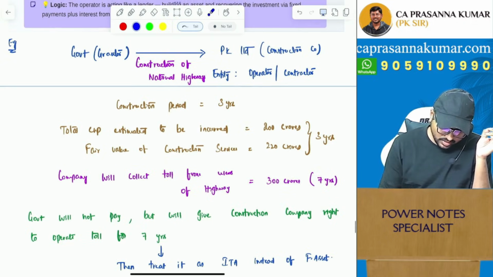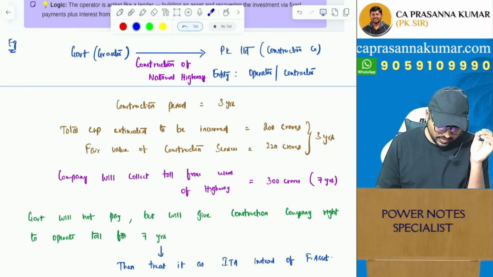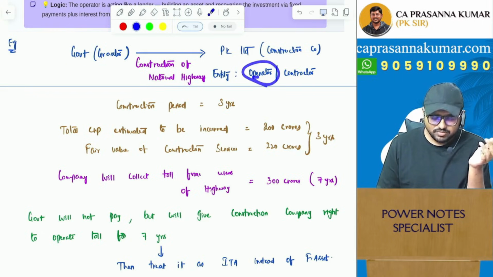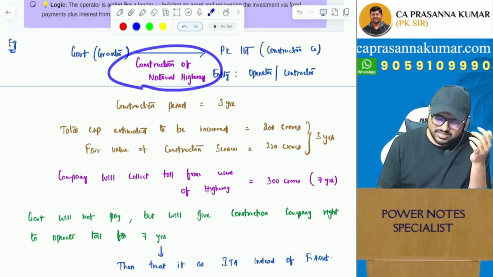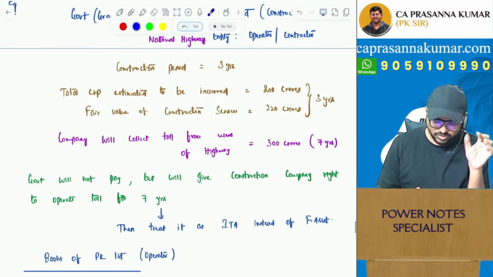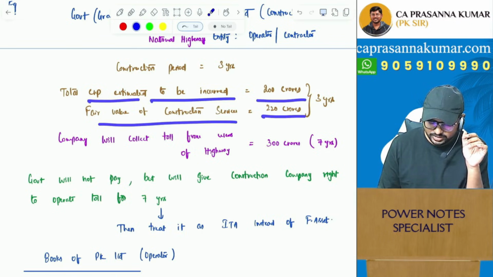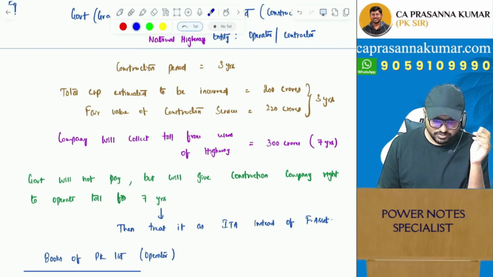Okay, now see here. In this case, it's the same example only, okay? Government is the grantor and PK Limited is the construction company, which you can obviously refer to as operator or contractor. And it's the same construction name. And the data is also the same. Construction period 3 years. Total expenditure estimated to be incurred is 200 CR. Fair value of the construction services is 220 CR. That entire construction phase will be for 3 years.